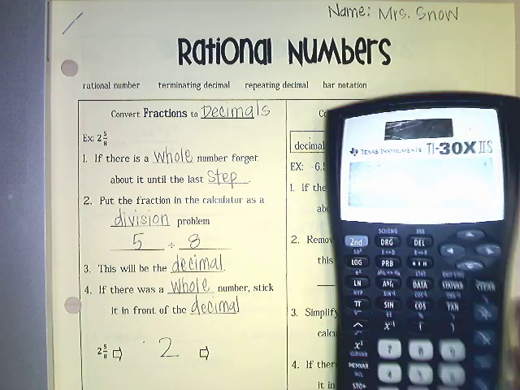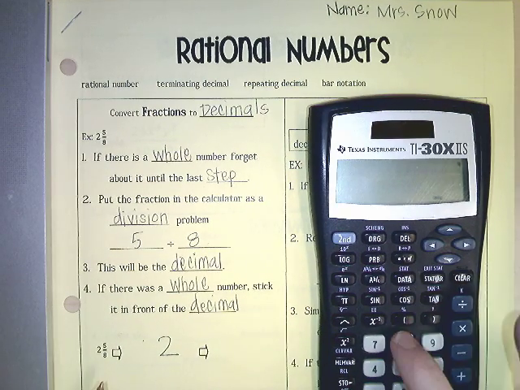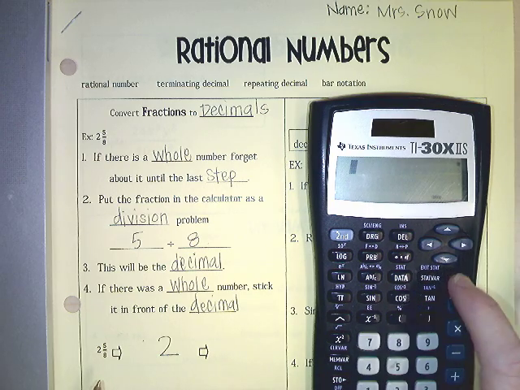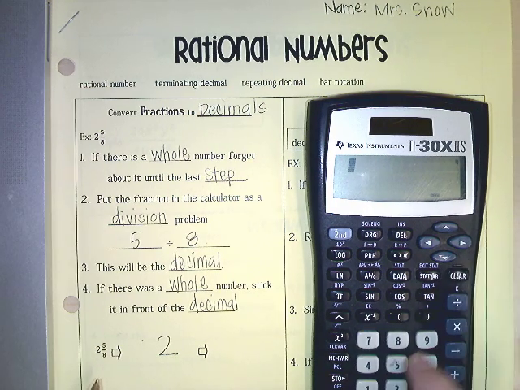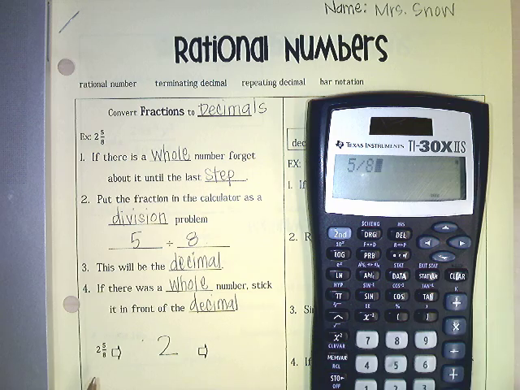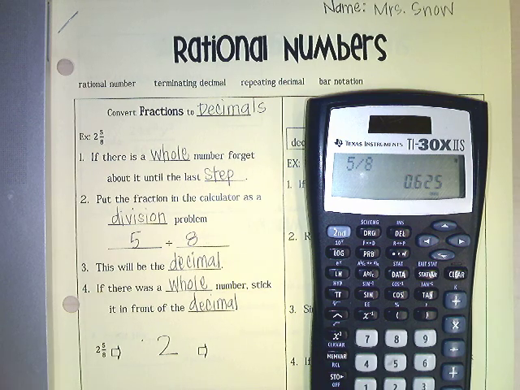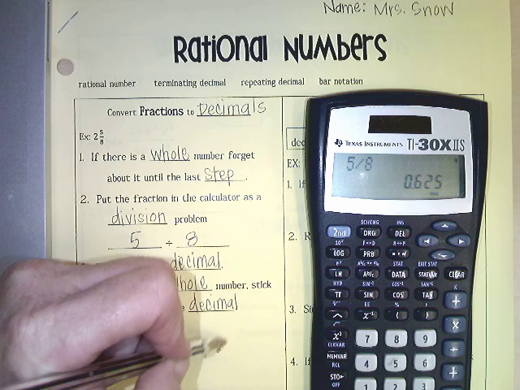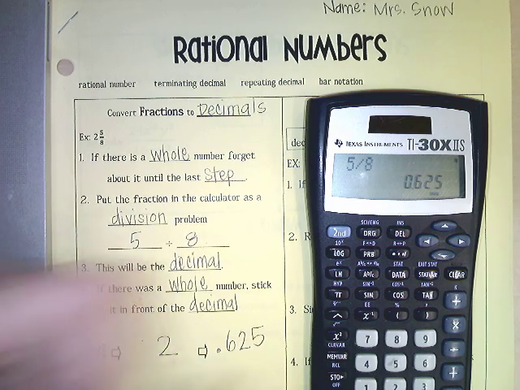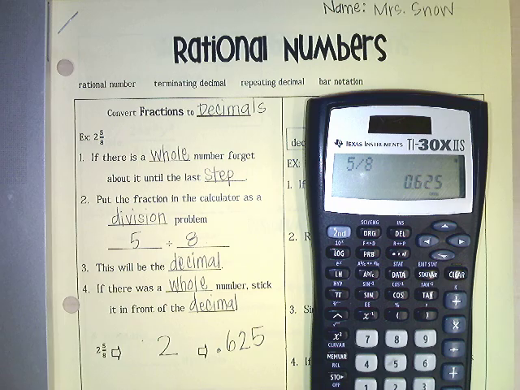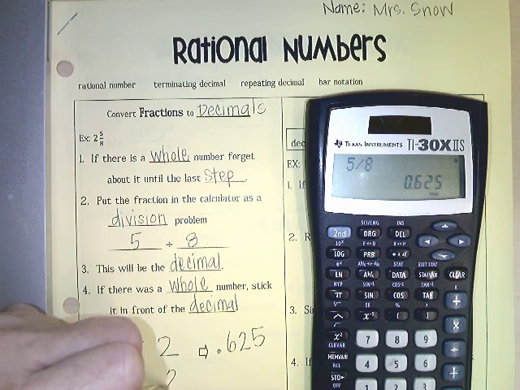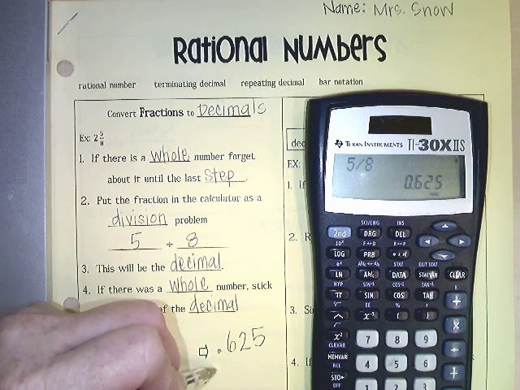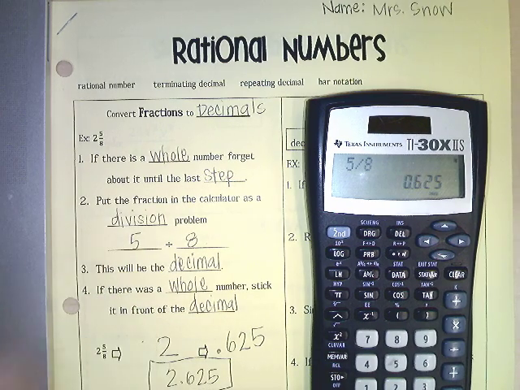So here we go. We're going to put this in the calculator. 5 divided by 8. Sorry, I said 8 divided by 8. It's 5 divided by 8. And that's what came out, your decimal number. There's where you put the 0.625. And then the last step is to stick the whole number in front of it. So the overall answer is 2.625. And that's how you take a fraction and turn it into a decimal number.